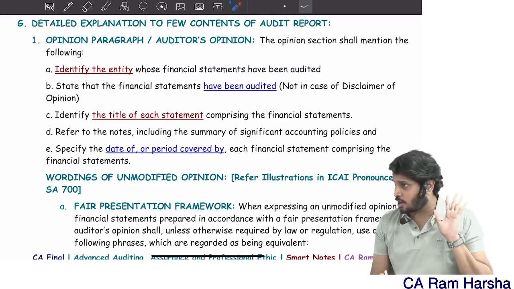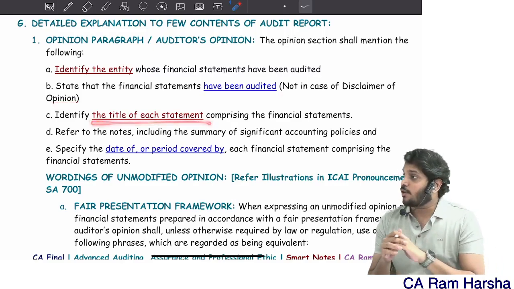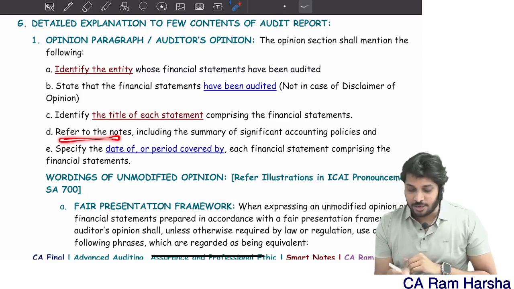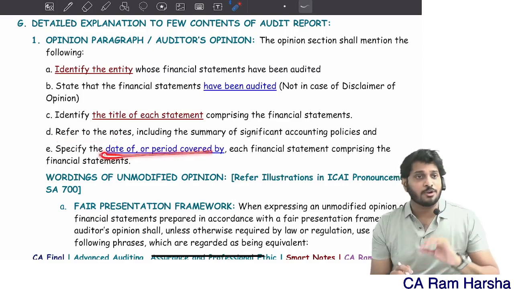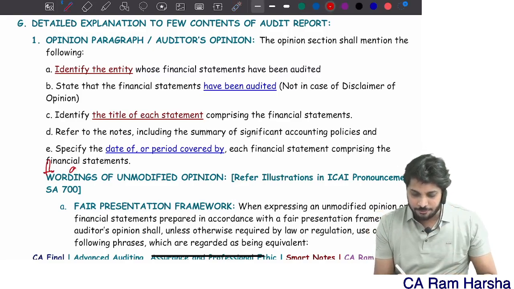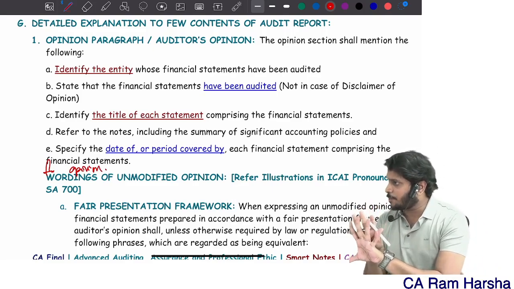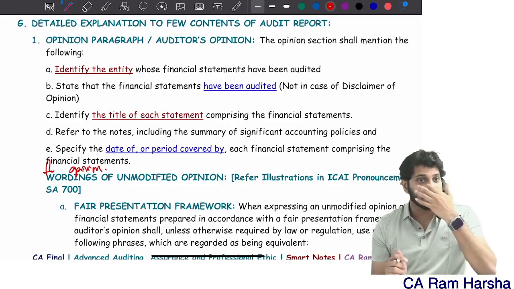It says that we have audited, but we cannot mention that point in disclaimer. And we need to identify title of financials. We need to refer to the notes. We need to refer about the date and period covered by the financial statements. And ultimately, another point which is not given in the institute book also, but ultimately you should also give the opinion that you are expressing. These are the elements of the opinion.